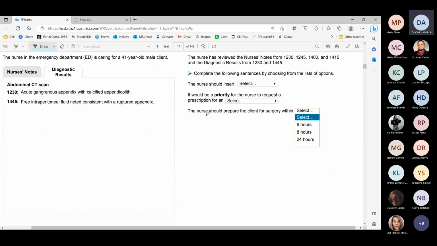And the last says the nurse should prepare the client for surgery within, and notice that you have 6, 8, and 24 hours. So what I do here is choose the soonest of the options that they give me.